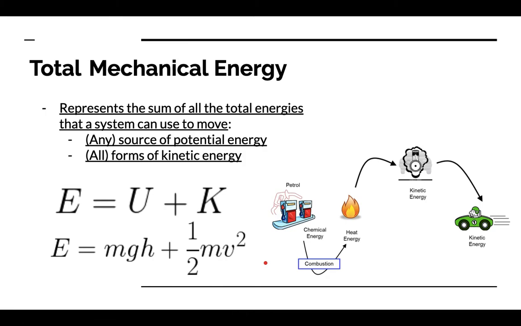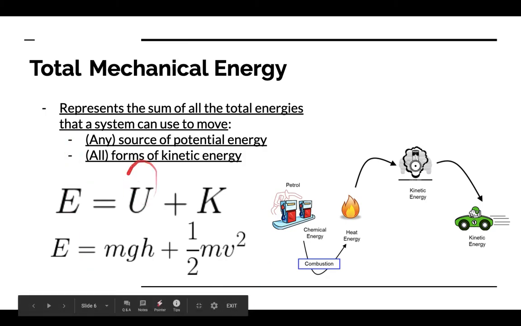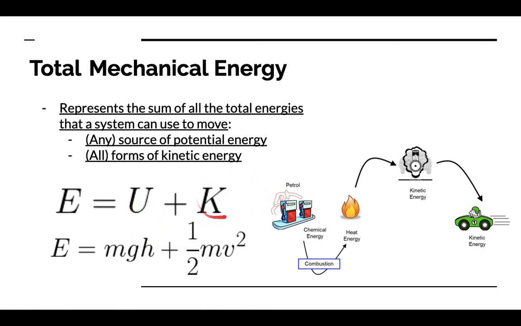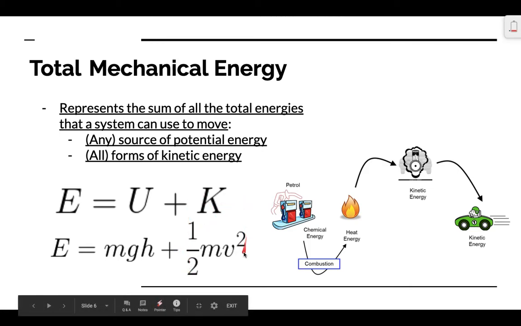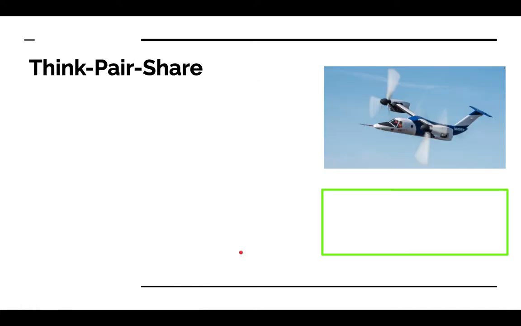And then in terms of specific equations, we can replace U with the equation for potential energy, which is mass times the acceleration of gravity times the height above the surface of the Earth. And then we can replace K with the equation for kinetic energy, which is 1/2 mass times velocity squared. Okay? Please do not forget to square the velocity term in your kinetic energy equation.